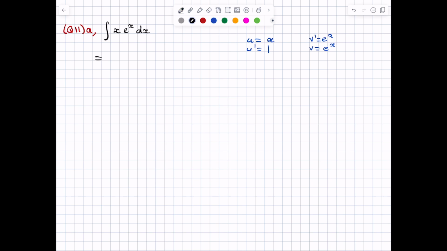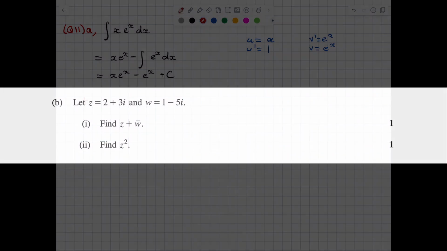So now we just apply the integration by parts formula, u times v minus the integral of u dash times v, 1 times e to the x, which is e to the x. And then integrating e to the x gives us e to the x, and we have a plus c because it's an indefinite integral. Okay, part B.